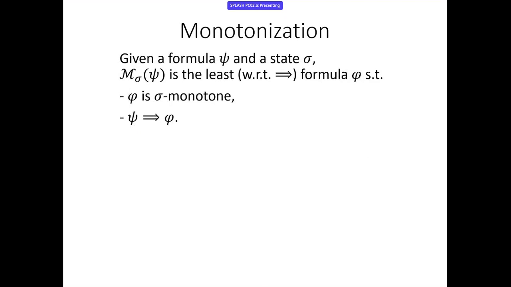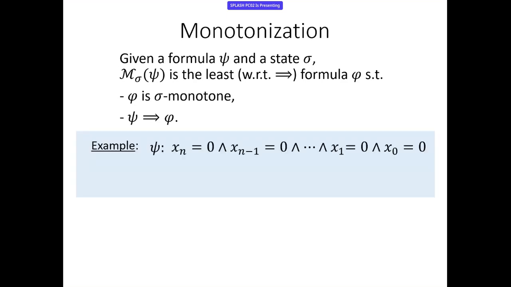So the monotonization of the formula is the least overapproximation as a sigma monotone formula. So the monotonization of a formula psi with respect to evaluation or state sigma is the least formula with respect to implication or inclusion that is sigma monotone and contains the original formula. So for example, if we take the formula saying that all the variables are 0 and take the monotonization with respect to 1, 0, 0, 0, 1, then this is the monotonization. It's a 1, 0, 0, 1 monotone formula, and it's the least 1, 0, 0, 1 monotone formula that contains the original one.